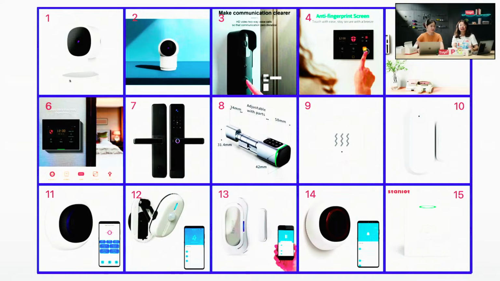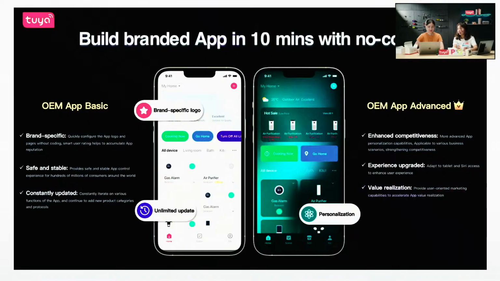And talking about the one app, all smart. That's the slogan that we talked about at the beginning of this webinar. I'm just talking about the OEM app service. All the devices that are powered by Tuya can be controlled with the Tuya OEM app. Based on the template provided by Tuya, you can customize the logo and the background color of your app to show your own brand characters.